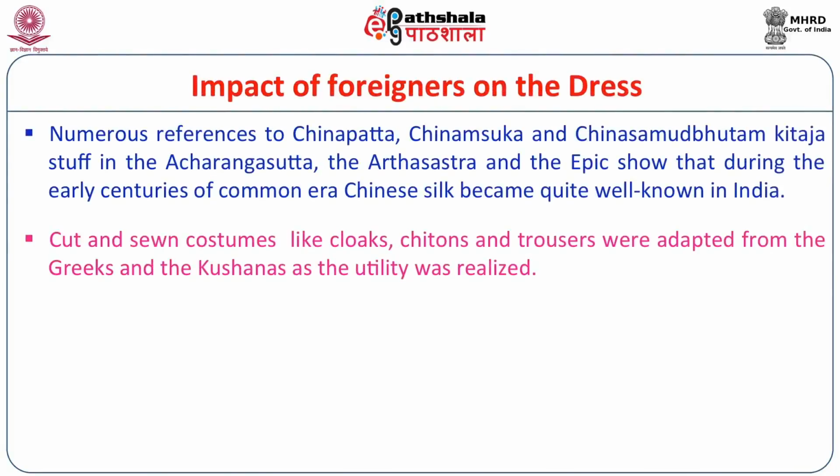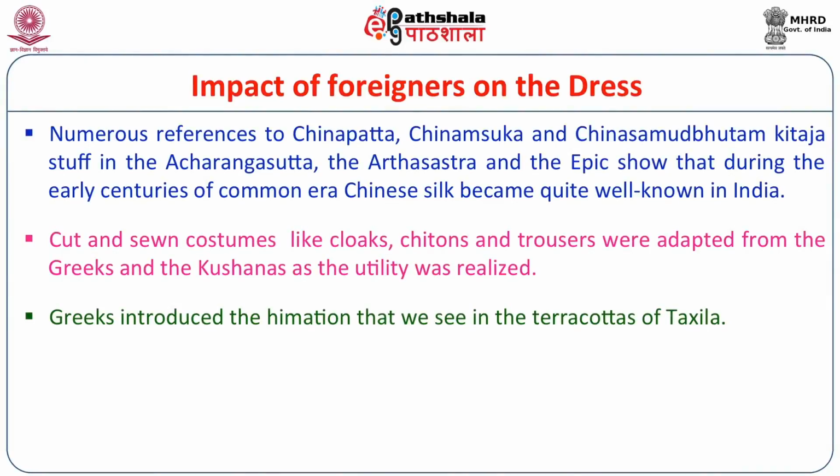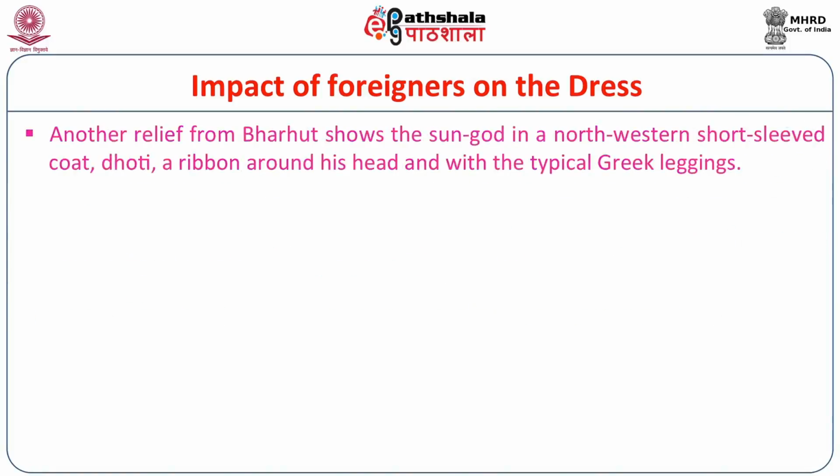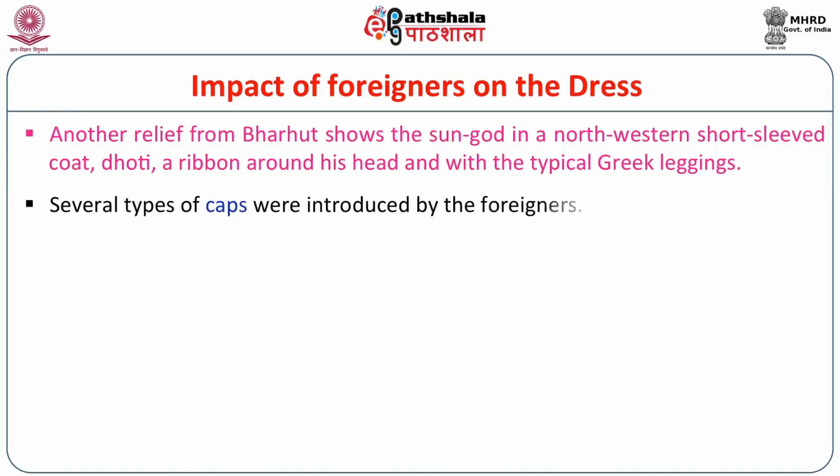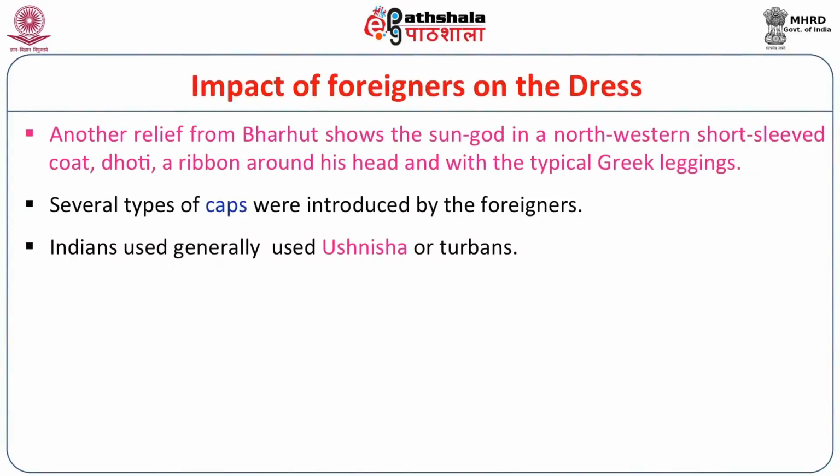Barbaricon. Cut and sewn costumes like cloaks, chitons and trousers were adapted from the Greeks and the Kushanas as the utility was realized. We have representation of gods and goddesses in the coins where they are wearing chitons. Greeks introduced different other kinds of dresses too, like the himation. Another relief from Bharhut shows the sun god in a northwestern short-sleeved coat, dhoti, a ribbon around his head, and with the typical Greek leggings. Several types of caps were introduced by the foreigners. You will see that there are varieties. Indians generally used a turban called ushnisha.